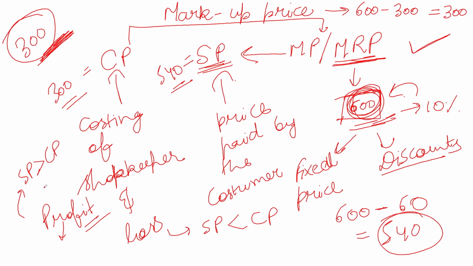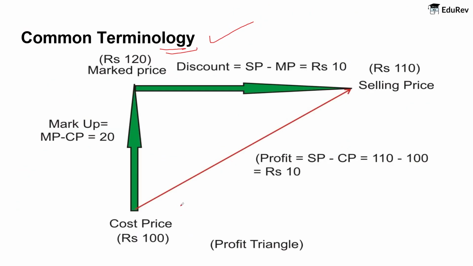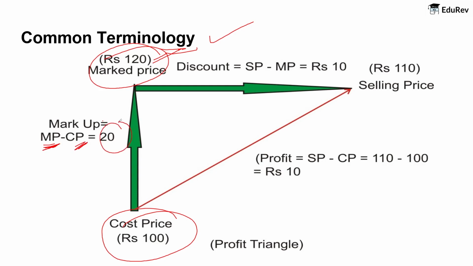So whenever SP is greater than CP, you will earn a profit, and whenever SP is less than CP, you will have to face a loss. This is what we are talking about in this picture. Suppose the cost price is 100 and it is marked at a price of rupees 120. So what is the markup price? Markup price will be MP minus CP, that is mark price minus cost price, that will be 120 minus 100, that is rupees 20. And the selling price was 110.